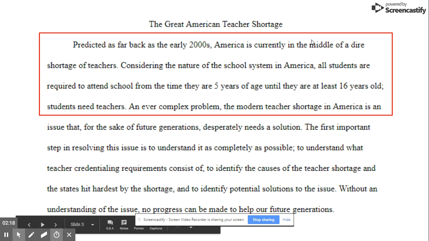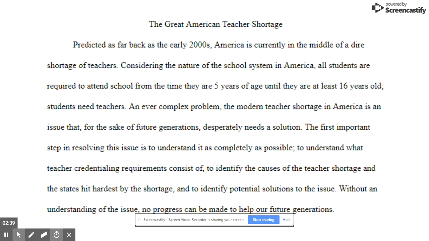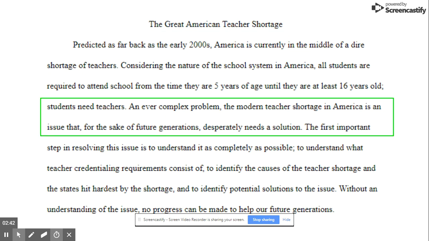So the idea is that you're hooking your audience here, right? Giving some agency. Students are going to continue to have to go to school. They need teachers to teach them. If they're required to go to school, there needs to be teachers there to actually take care of those students and educate them, right? So then the introduction moves into the thesis statement here. An ever complex problem, the modern teacher shortage in America is an issue that, for the sake of future generations, desperately needs a solution. Again, providing agency, identifying the topic: the teacher shortage specifically in America and the need for a solution.